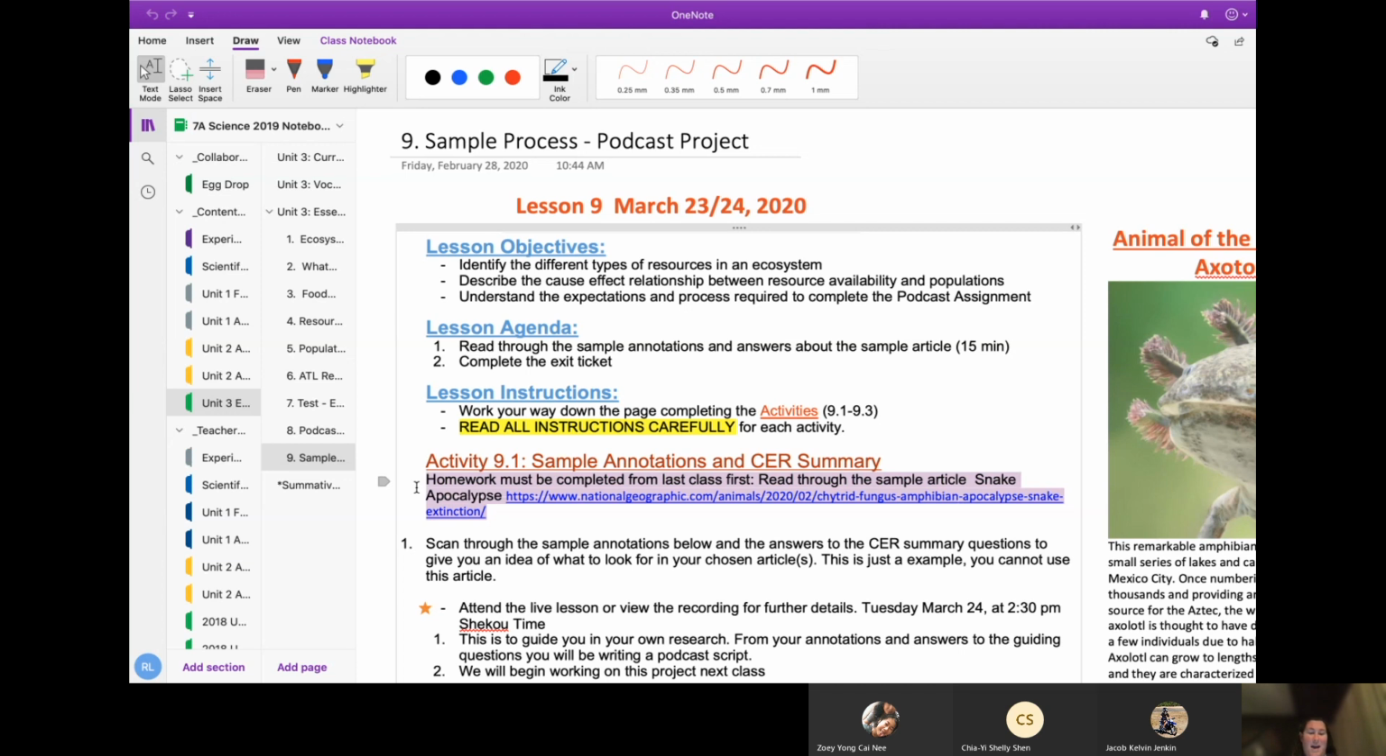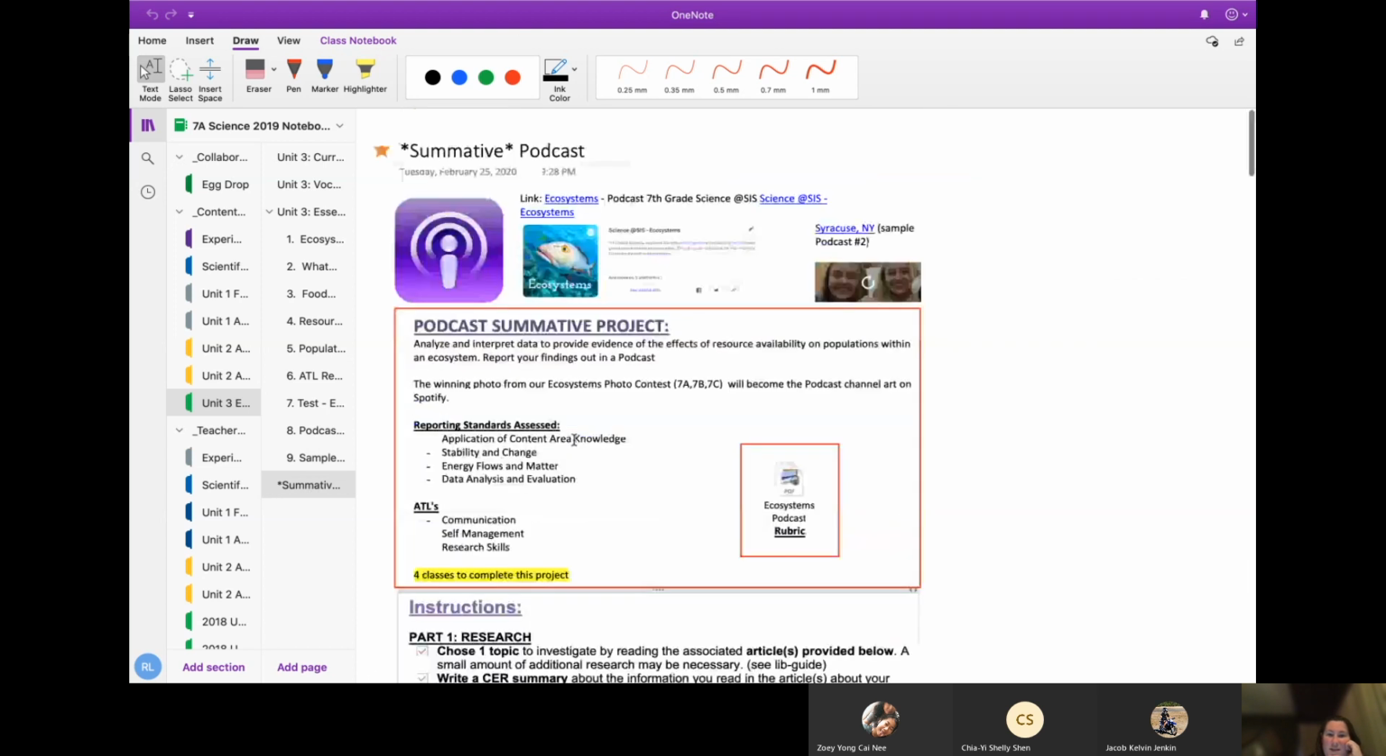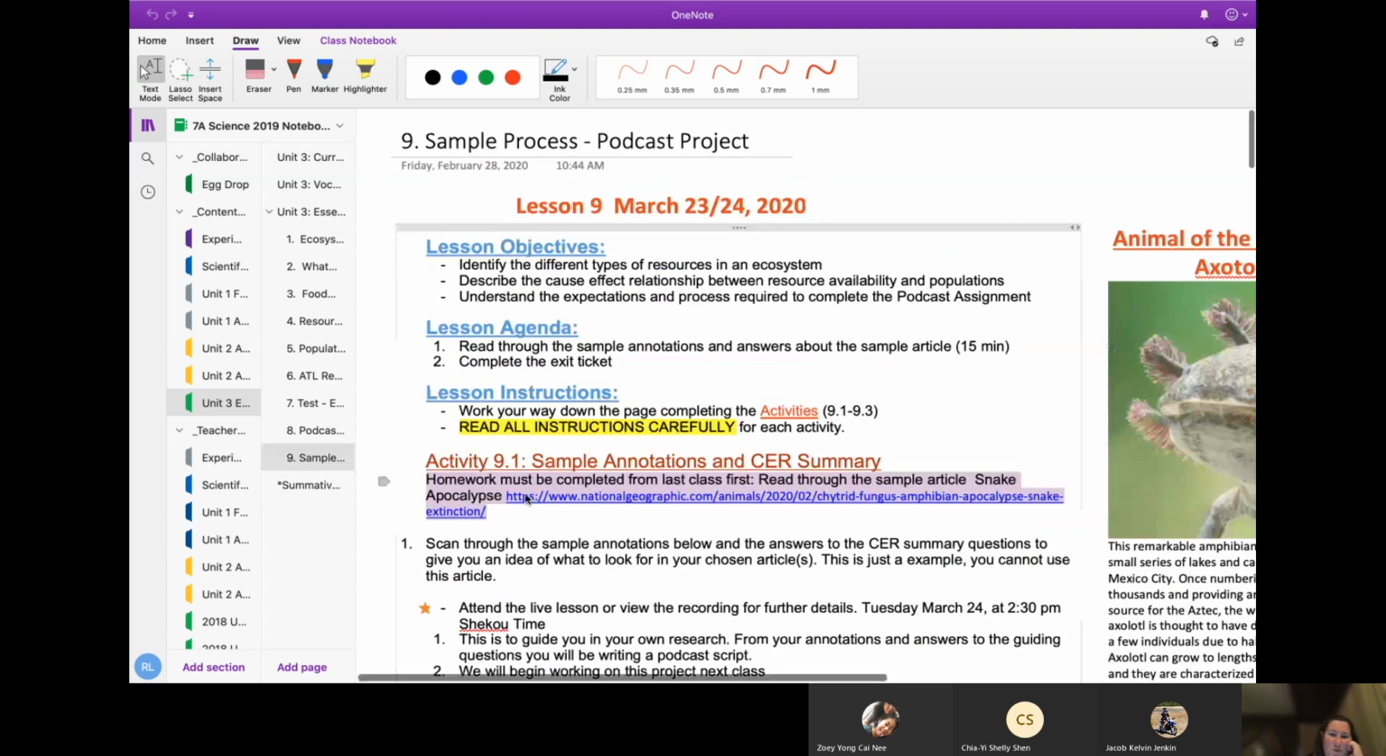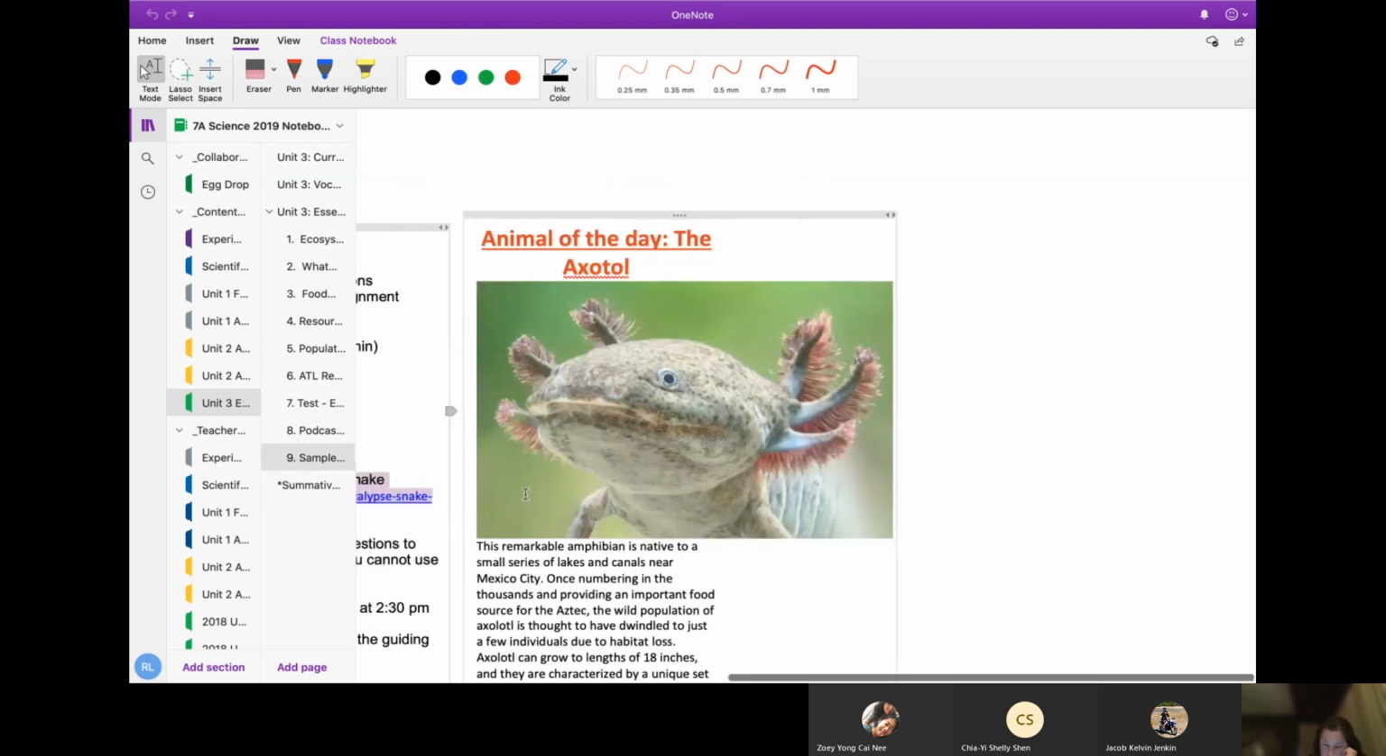ahead. We're creating podcasts. Podcasts are audio recordings, and there are two pages we're going to use today. This is the lesson, the sample process, and then we're going to refer to this summative podcast page that's got all the assignment details on it. So really, I'm just going through the process.